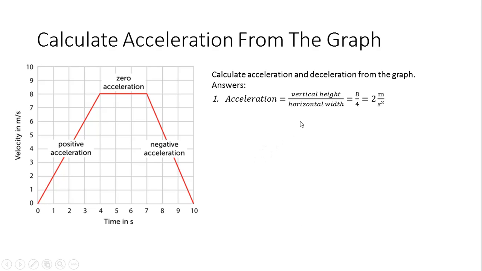For number 1, the vertical height is 8 and the horizontal width is 4, so it will be 2 m over s squared. Don't put the wrong unit, please. And for number 2, the deceleration, the vertical height is minus 8 because it starts from the top to the bottom, not bottom to top, so it will be minus 8. And the width is 3 from 7 to 10. And the answer will be minus 2.66 m over s squared.